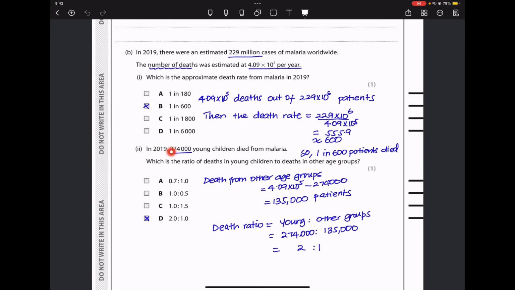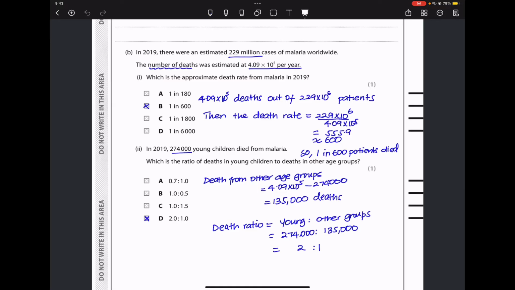In 2019, 274,000 young children died from malaria. Calculate the ratio of the deaths in young children to the deaths in other age groups. From the information given, these are the children who died. Well, this is the total number of people who died per year. So to get the number of other age groups that died, it's going to be the total deaths minus the deaths from children, which gives us 135,000 patients, or I would say deaths. So the death ratio is going to be young to other groups. It's going to be, and actually to clarify here, let me write deaths.